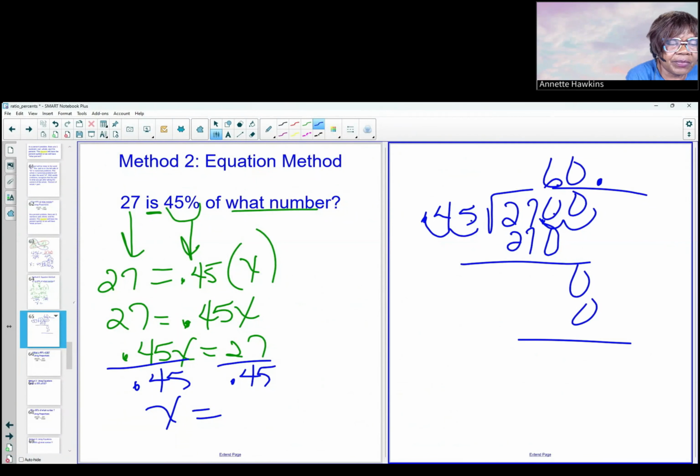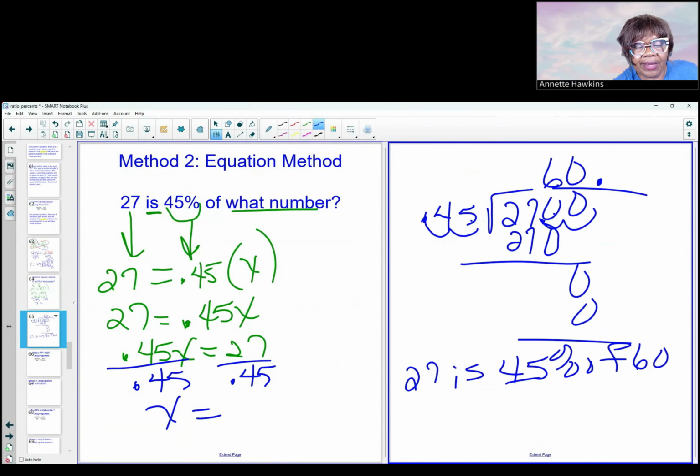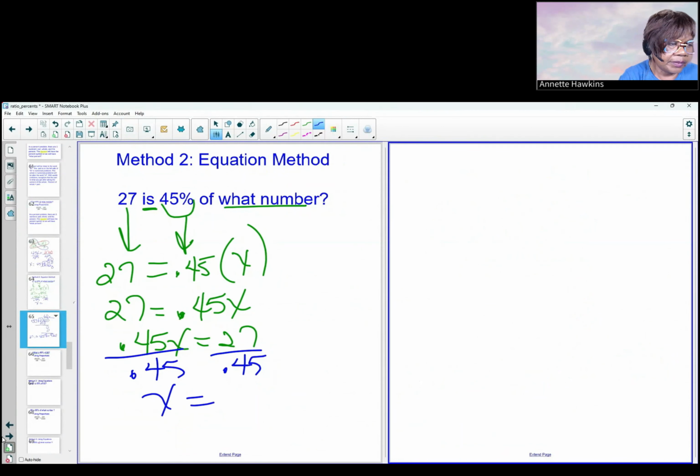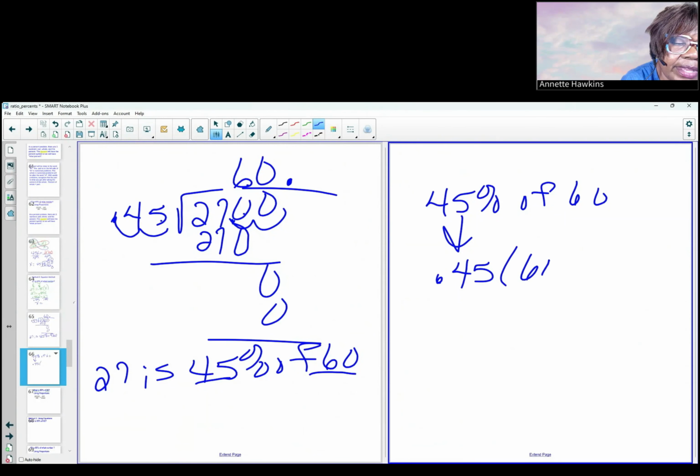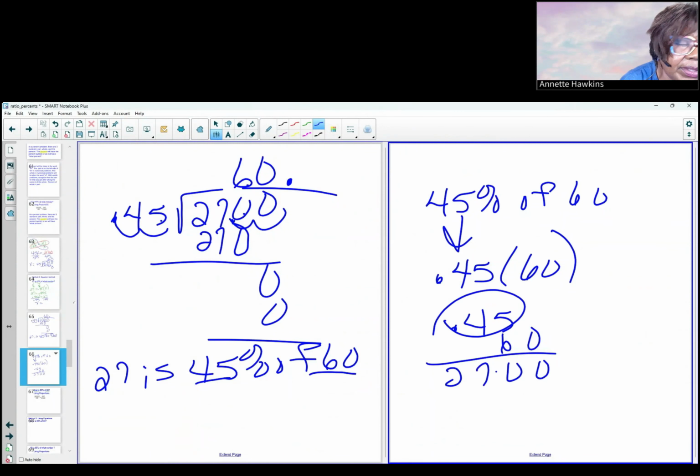Okay, so let's check it. 27 is 45% of 60. Okay, so 45% of 60. Let's multiply that out. So we change this to a decimal. Of means times. So we have 0.45 and 60. We get 27. Okay, let's continue.